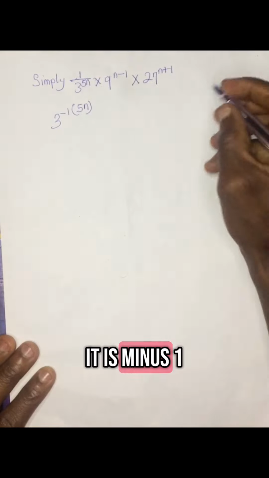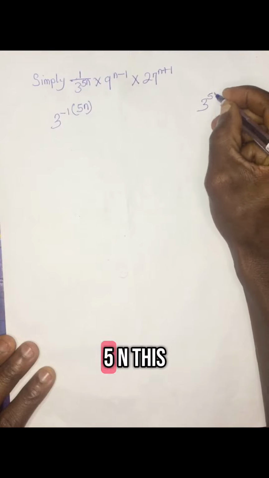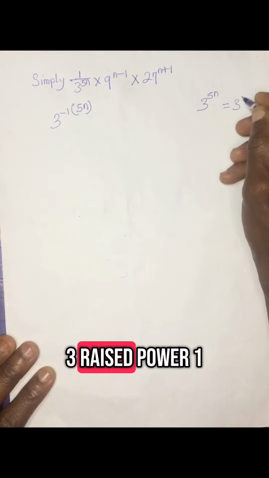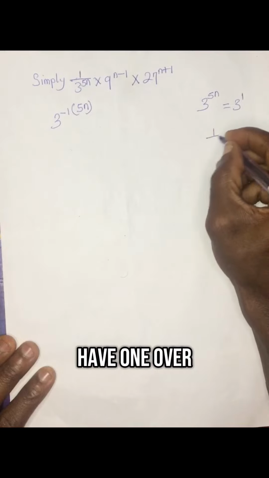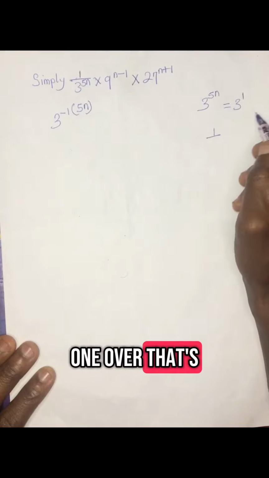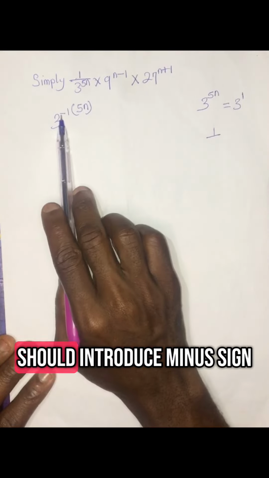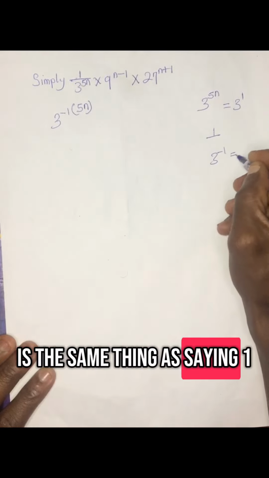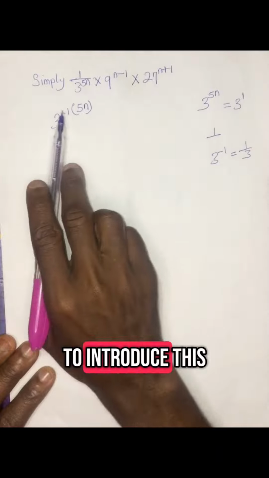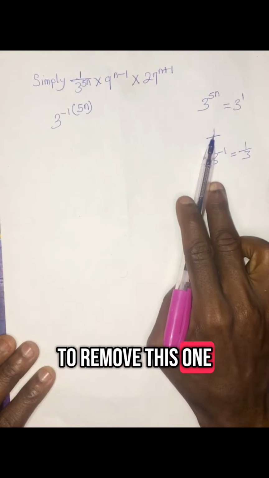Look at why it is minus 1. Assuming we have something like 3 raised to the power 5n, this will give us 3 raised to the power 1. But since we have 1 over it, that's the reason we introduce the minus sign. Remember, 3 raised to the power minus 1 is the same thing as 1 over 3. So we introduce this minus sign in order to remove this 1 here.